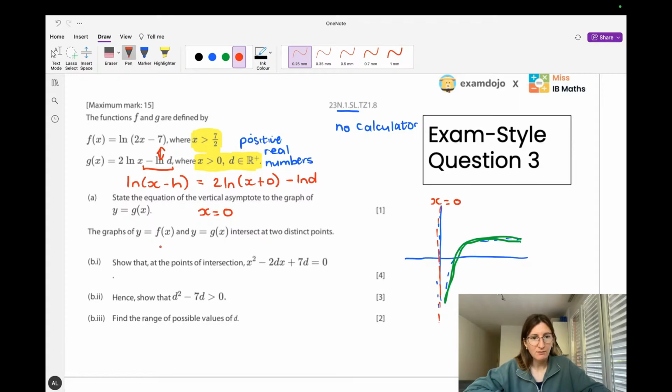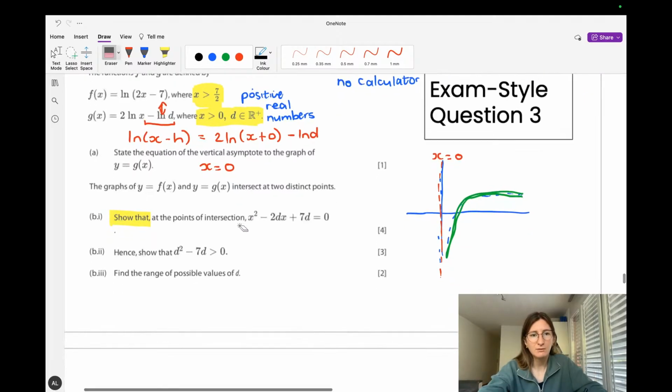The graphs of f(x) and g(x) intersect at two different points. Show that at the points of intersection, we have this value. Just remember, in a show that question, you cannot use this in your answer. You have to end with this in your answer. Anytime it says show that, you need to end with that. You cannot use it. Pretend you haven't even seen it. And then when you get to the end of your answer, you can check: does it look like that? If it does, great, you're done. If it doesn't, try and have a look for where you might need to change things to get to that.